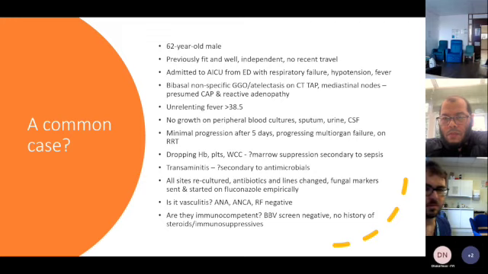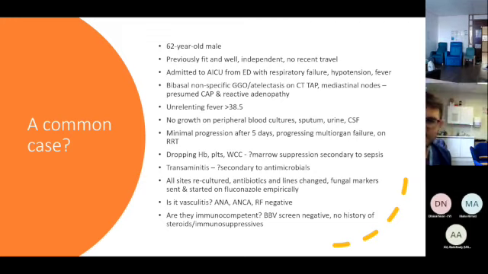CT doesn't show anything very specific. Interpreted as some atelectasis or non-specific ground glass opacities. Some mediastinal lymph nodes, which are just assumed to be reactive adenopathy, and a presumed community-acquired pneumonia. A fever that just won't go anywhere despite treatment. No growth on any cultures, sputum, urine or CSF.